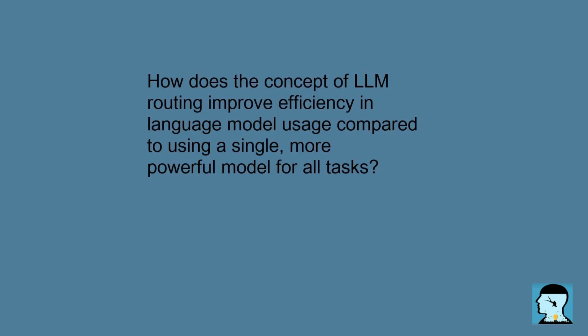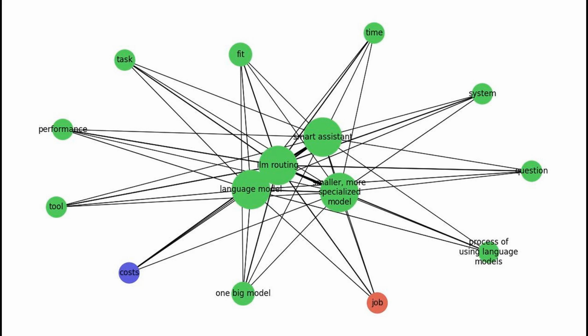So, how does the concept of LLM routing improve efficiency and language model usage compared to using a single, more powerful model for all tasks? LLM routing is just like having a smart assistant who knows exactly which tool to use for different tasks, instead of just using the biggest and most powerful tool for everything. Imagine you are building a treehouse. For some parts, you need a hammer, while for others, you probably need a saw. If you only have a giant hammer, you might struggle to make precise cuts, and it could take longer to finish the project.